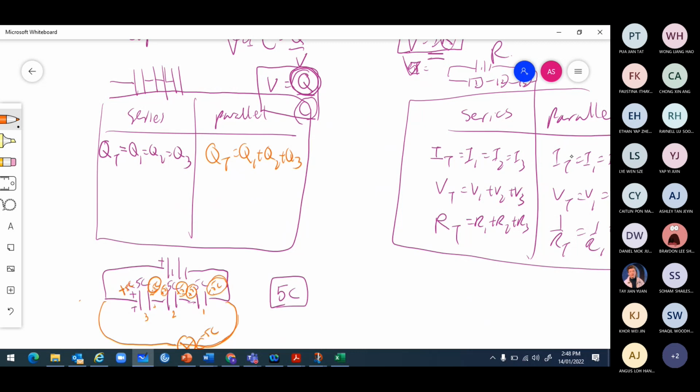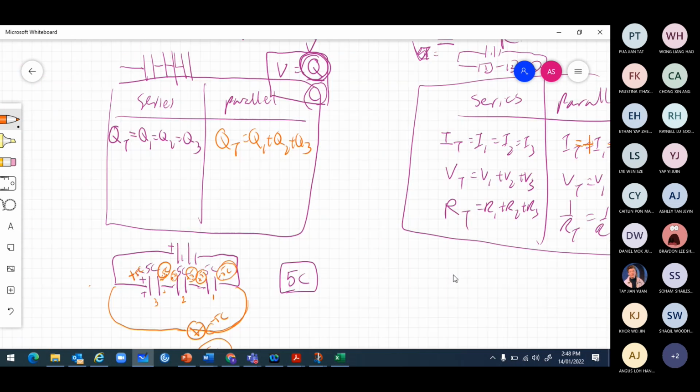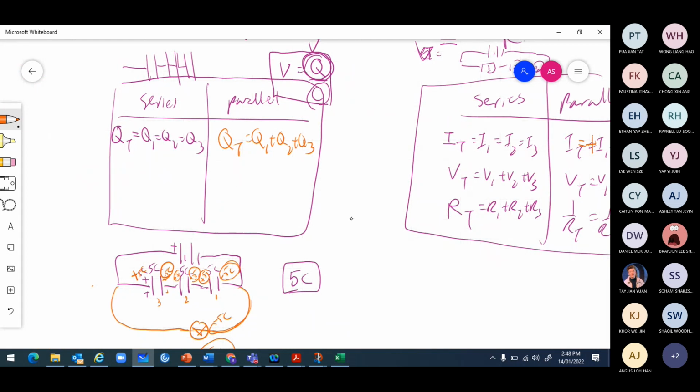But in parallel, the charges will be Q1 plus Q2 plus Q3. Sorry, I made a mistake here. In parallel, the current is added, right? The total current is added, so the charge will also be added. If you have 3 capacitors connected in parallel, and each is 5 coulomb, the total charge that can be released in the main branch, say to a light bulb, will be 15 coulomb. So Q total is Q1 plus Q2 plus Q3.